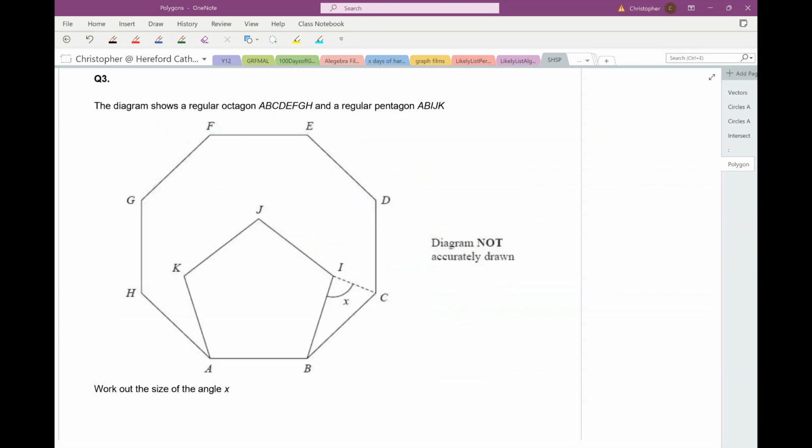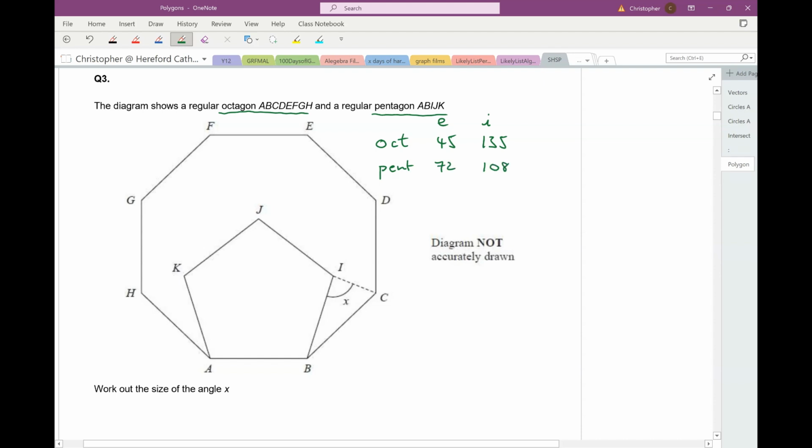Question 3. The diagram shows a regular octagon and a regular pentagon. Let's just have a think about what I know about octagons and pentagons. Now, an octagon has an exterior angle of 360 divided by 8. So an exterior angle of 45 and an interior angle of 180 minus 45, 135. And a pentagon has an exterior angle of 360 divided by 5, 72, and an interior angle of 108, that's right.